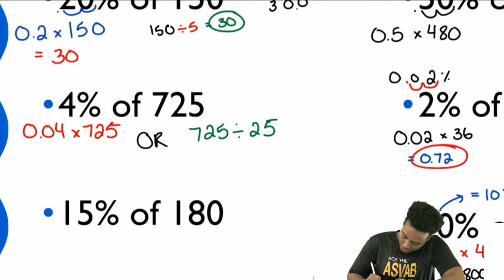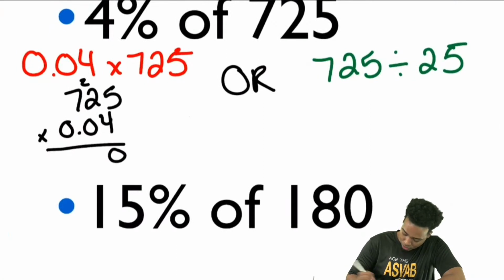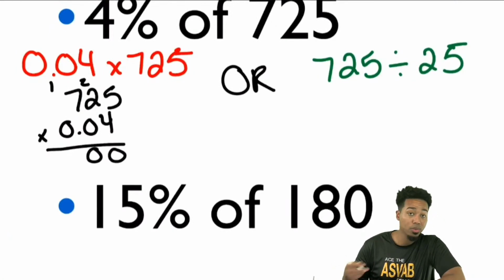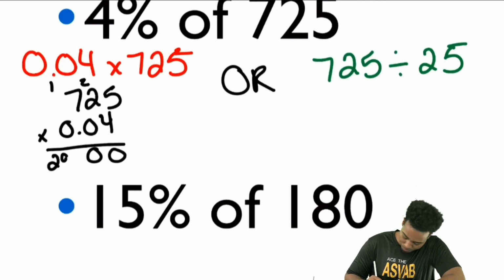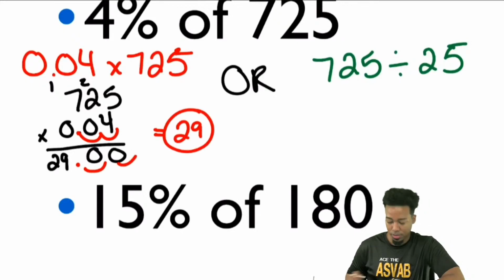Either way will. 725 times 0.04. We get 20 right there. Carry the 2. Going to get 8. Carry the 2 is 10. 7 times 4, 28. Carry the 1 is 29. So we get 2,900. But we have 2 decimal places. And we get 29.